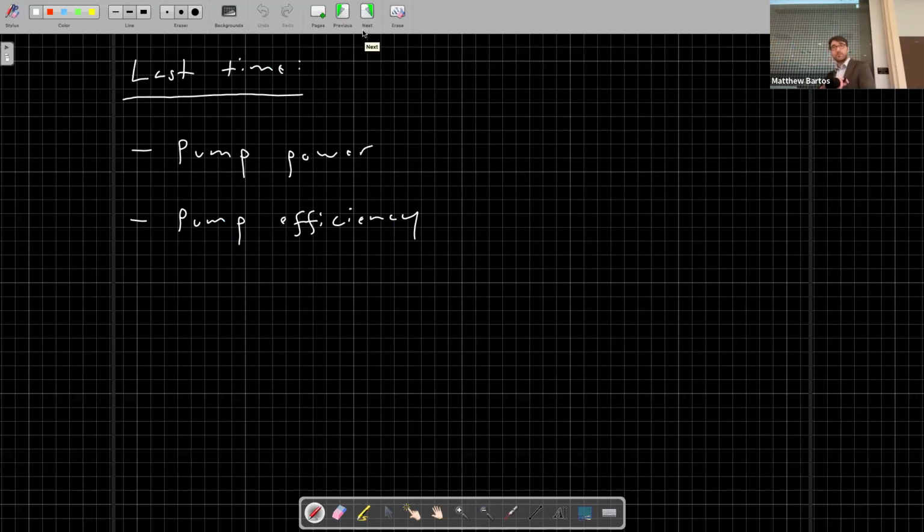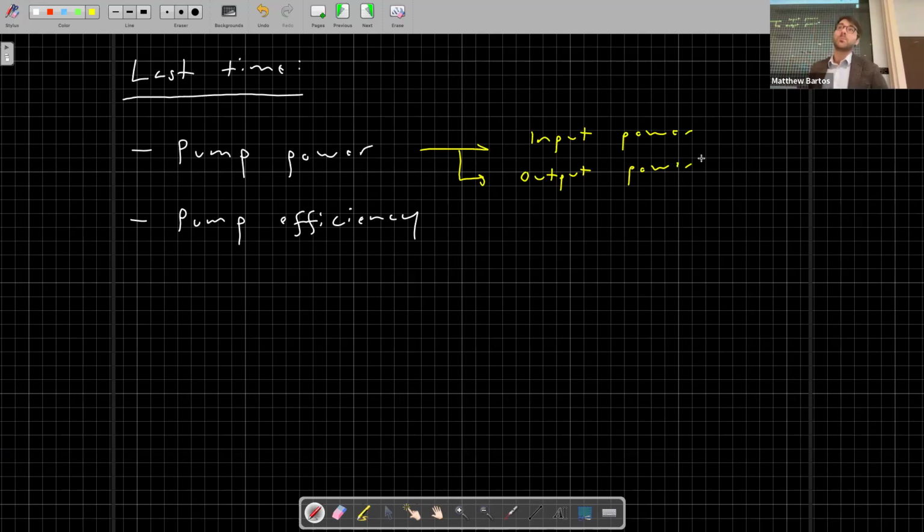So let's just quickly recap what we talked about last time. Last time we continued our discussion of pumps, and we started talking about notions of pump power and pump efficiency. So we talked about the ways that we can calculate the input power to a pump. That is the power that's being applied by the shaft to the impeller. And we also talked about how we could compute the output power of the pump. That is the actual power that is being applied to the water itself to raise its hydraulic head.